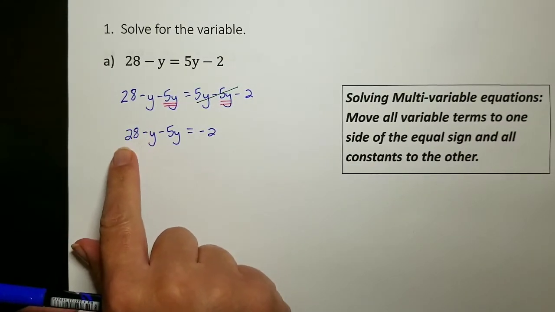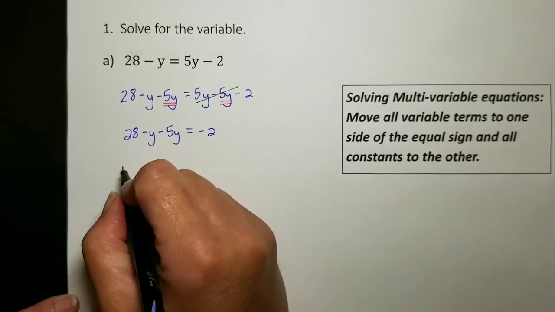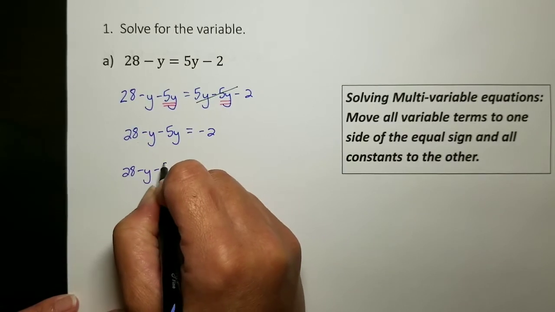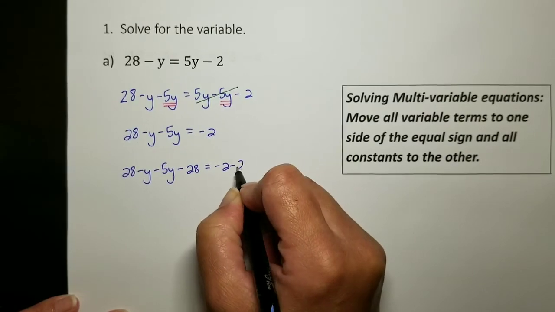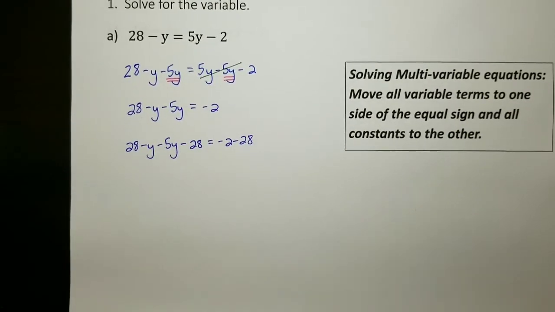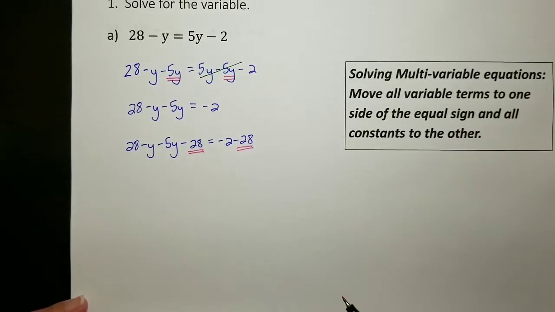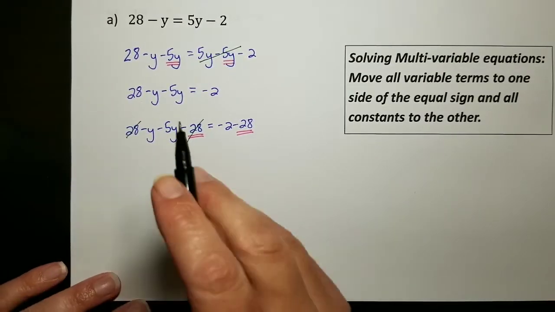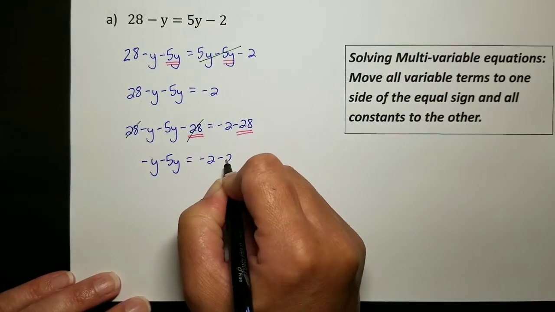Now, I want to get rid of the 28 that's on the left-hand side. I have to subtract 28 from both sides. So I'm going to say 28 minus y minus 5y minus 28 equals negative 2 minus 28. And this, again, is showing way more steps than I normally would. This is not how I'm going to solve each one, but it's to kind of show you what we're doing. So I've subtracted 28 from each side. 28 and minus 28 are a zero pair. They're gone. 28 take away 28 is gone. And here I get negative y minus 5y equals negative 2 minus 28.